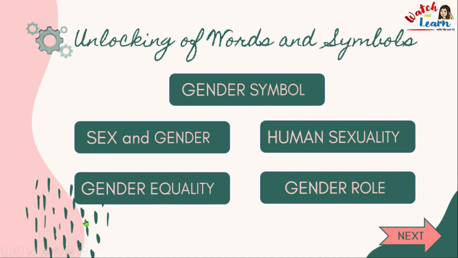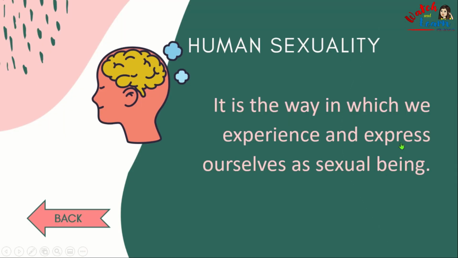What is human sexuality? Human sexuality is the way people experience and express themselves sexually. This involves biological, erotic, physical, emotional, social, or spiritual feelings and behaviors.